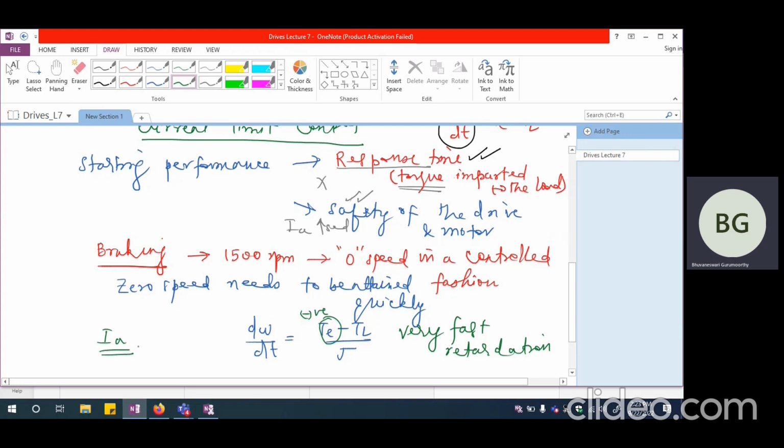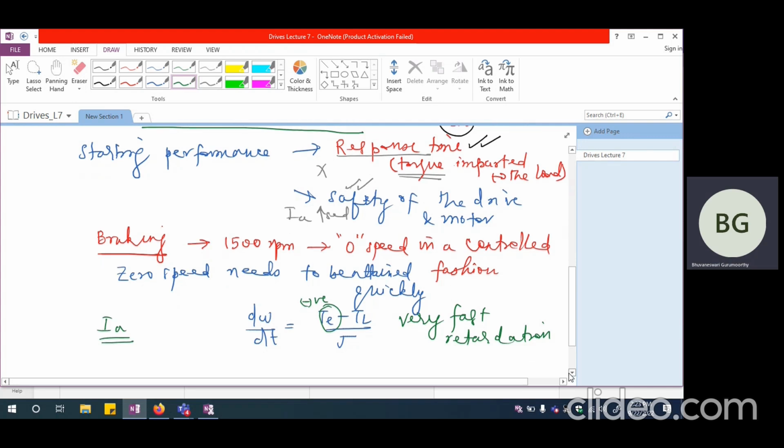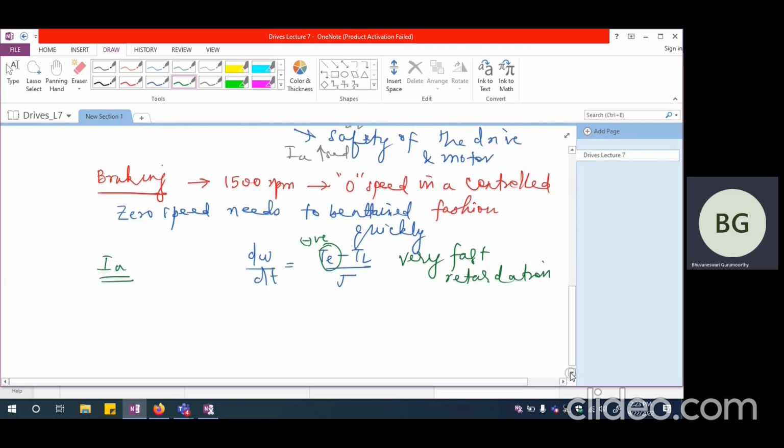So even in braking performance, if I want a very quick response, I might have to push a very large current through the motor drive itself. So this is one of the transient operating conditions where the requirements are contradictory. You want very quick response, but you don't want the motor and drive to get burnt. So that is again a contradictory requirement.